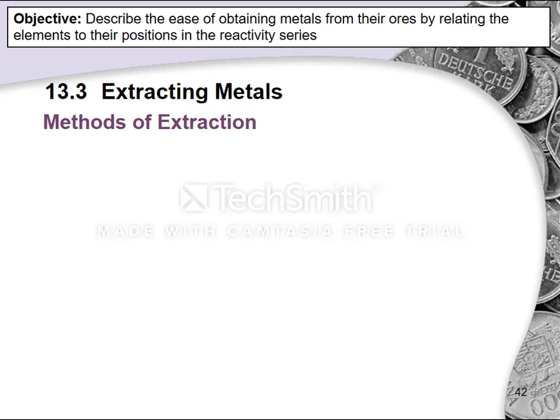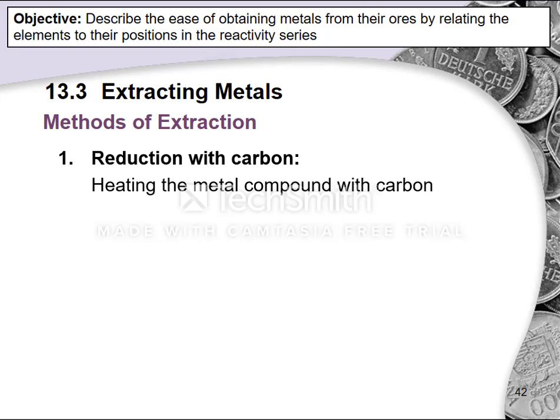Methods of extraction. There are 2 methods of extraction that you learn here. First is reduction with carbon. How do you reduce with carbon? You heat the metal compound with carbon strongly, and of course the carbon can reduce the metal compound into metal.